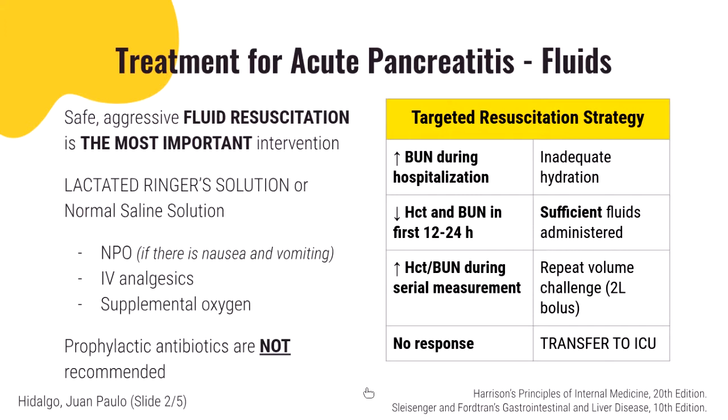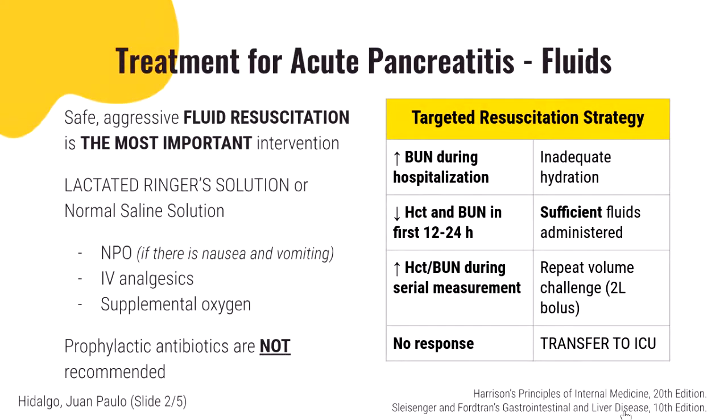Supplemental O2 at 2 liters via nasal cannula should be started as well. And it is important to take note that prophylactic antibiotics are not recommended since they may induce opportunistic fungal infections and promote drug resistance. So for Dr. Chan, prognostication, I will discuss that on my last slide po.